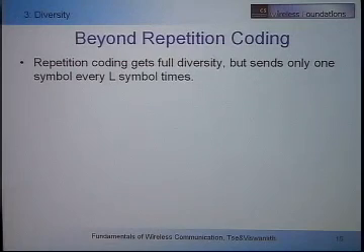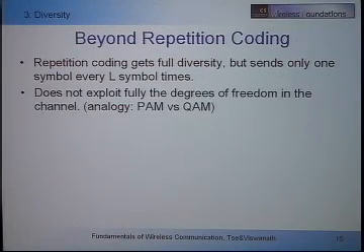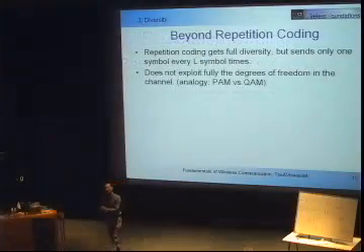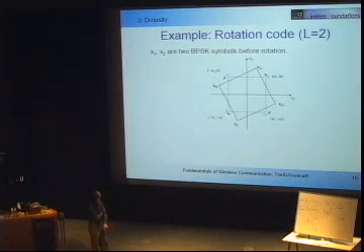Okay. All right. So we're sending one symbol every L symbol times. I'm saying the data rate is low. Another way of saying it is, as was remarked earlier, I'm only using 1 degree of freedom. And I'm not really fully using the degrees of freedom in the channel. So the analogy is exactly with the PAM versus QAM example. You want to use all the dimensions of space and not just one of them. Okay? So how to do better?